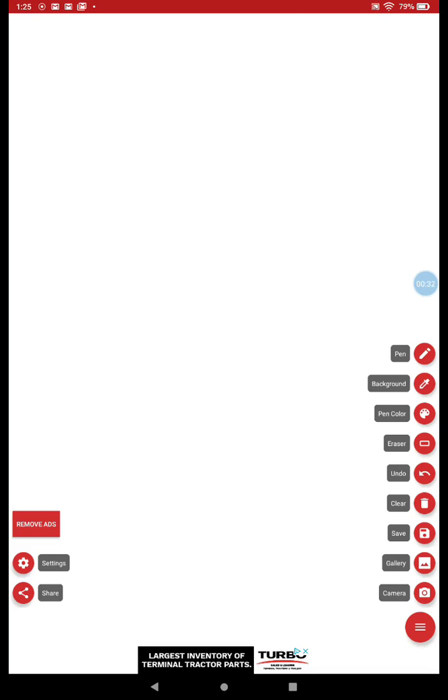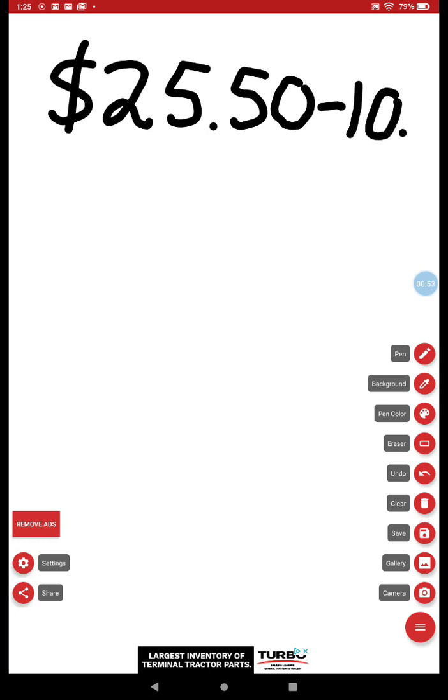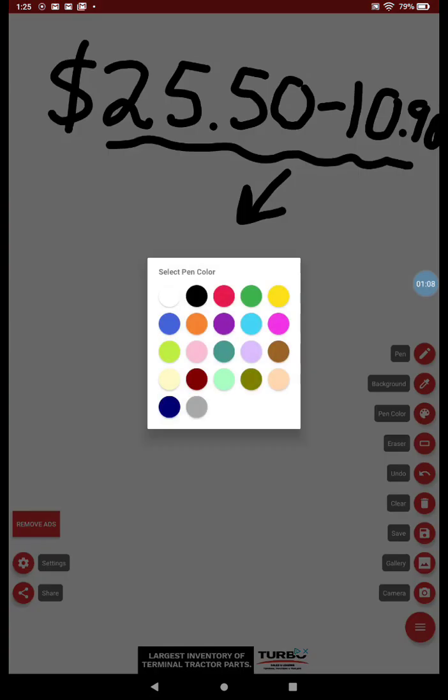Let's say that you have $25 and 50 cents, and you go to the store and you spend $10 and 90 cents. Since you spent the money, it's going to be a subtraction problem. And I don't want you to keep it like this, side by side. Instead, rewrite it. So let's go ahead and rewrite it.